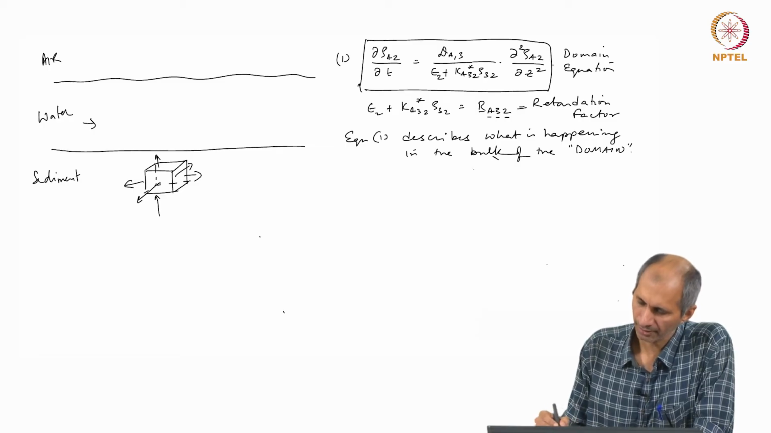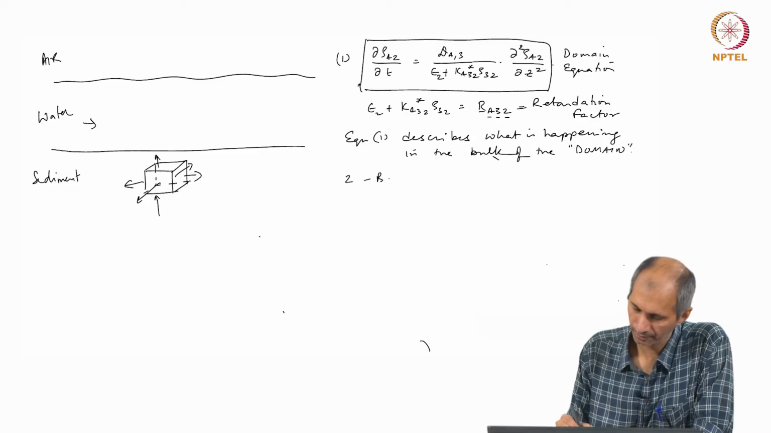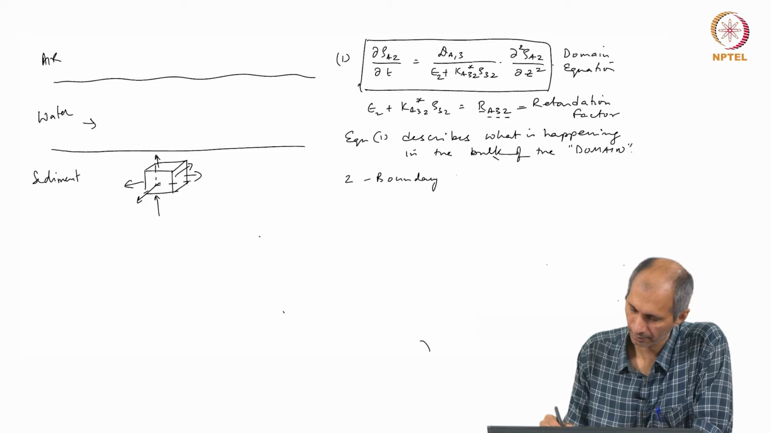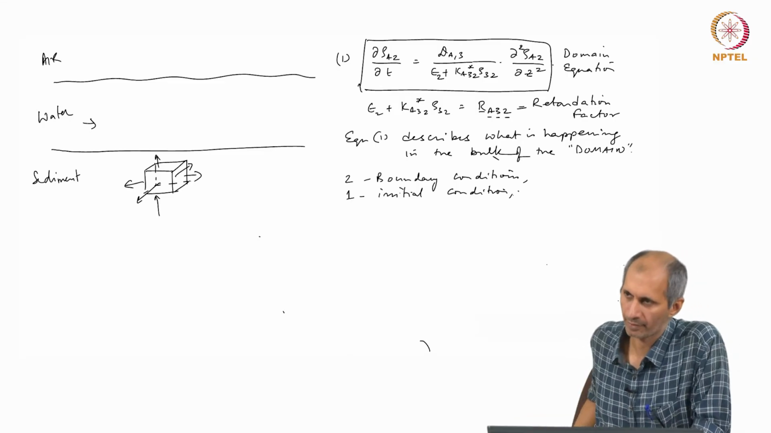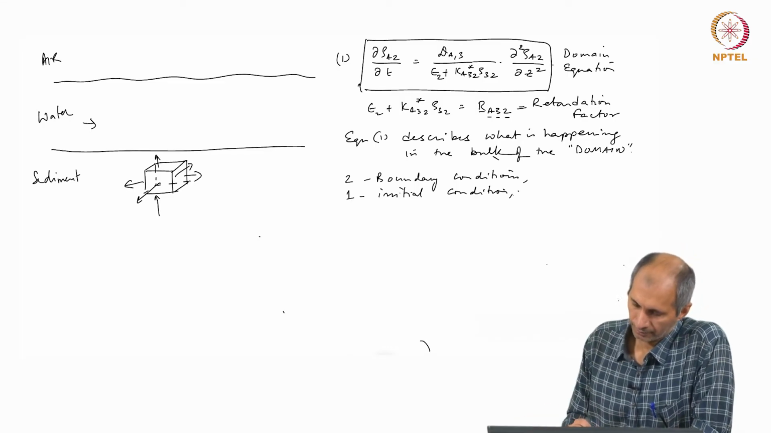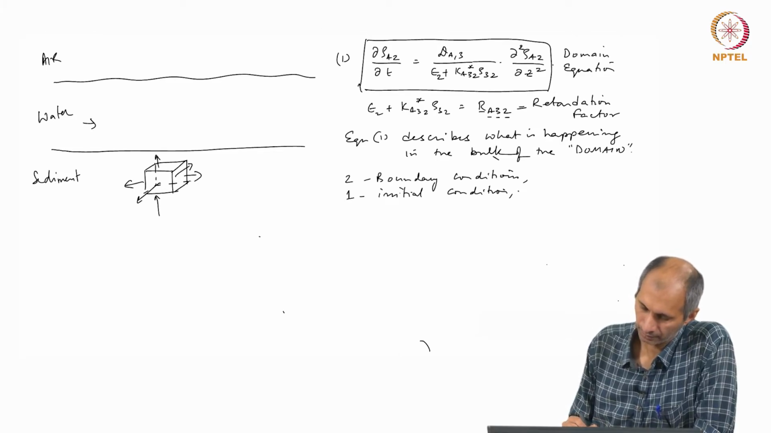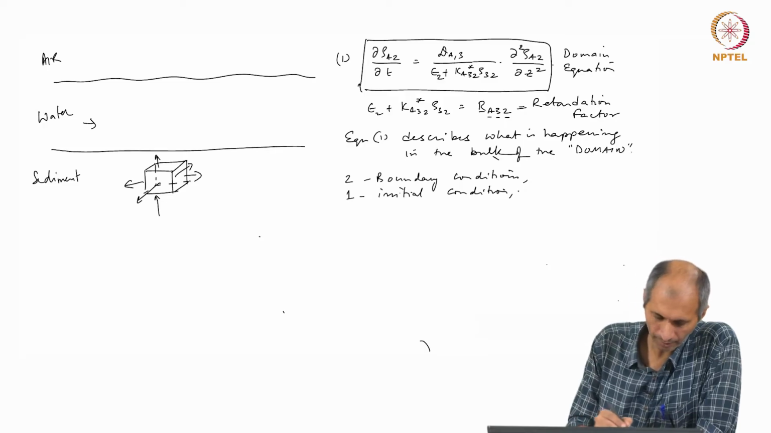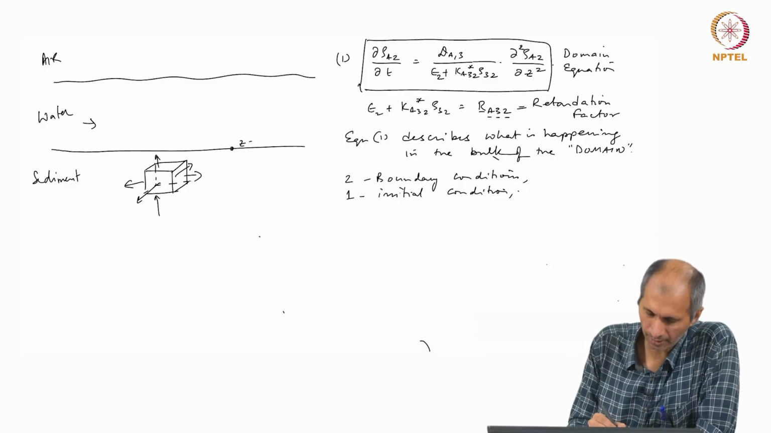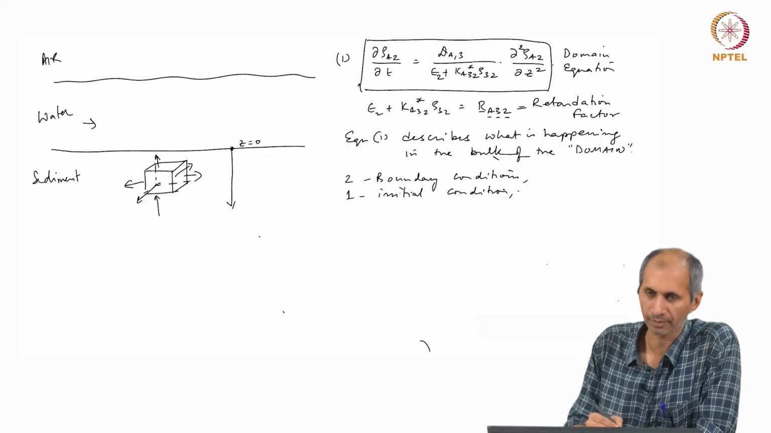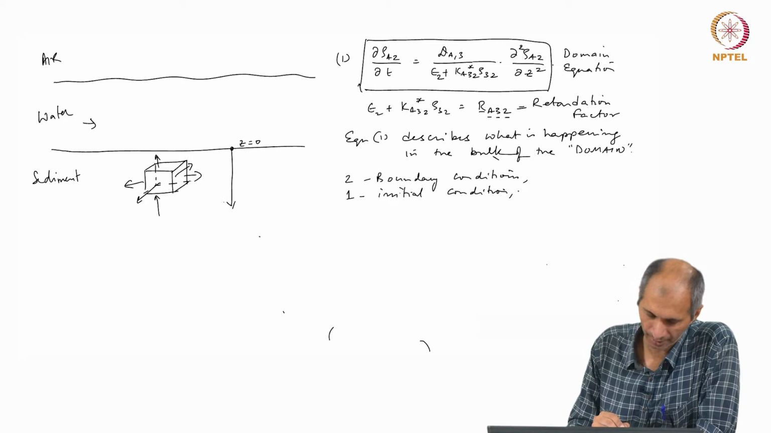So now here we need 2 boundary conditions and 1 initial condition to solve this. So our domain starts here. This is z equals 0 and it goes down. This is how we have defined our system.